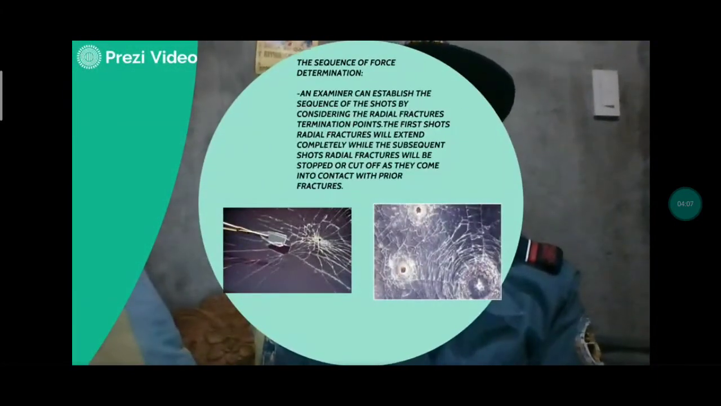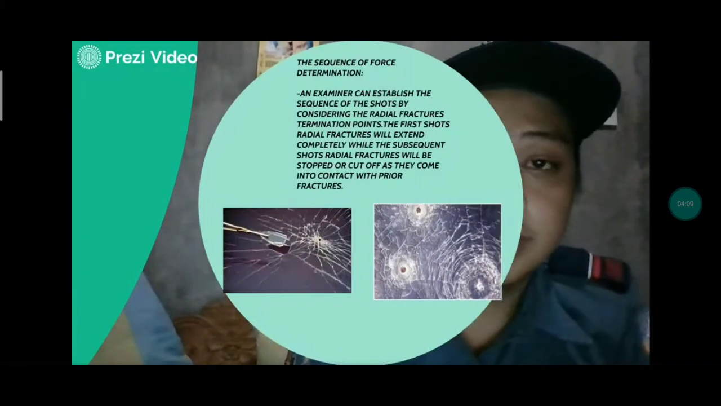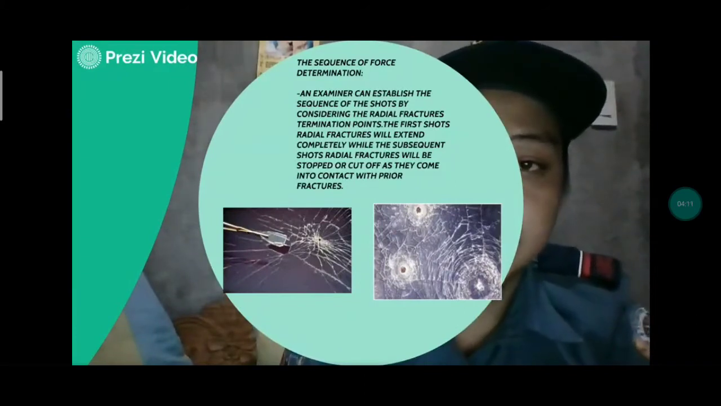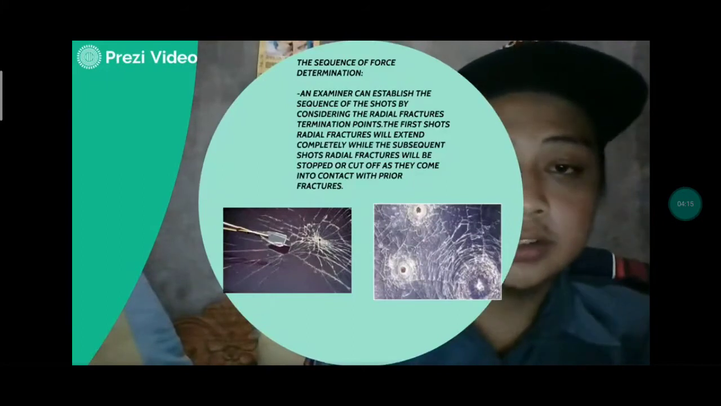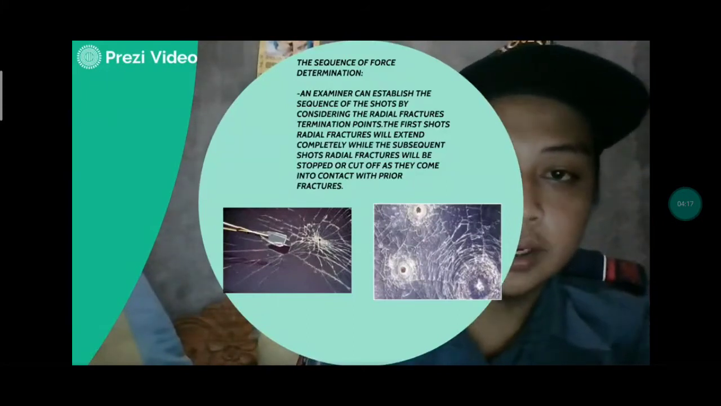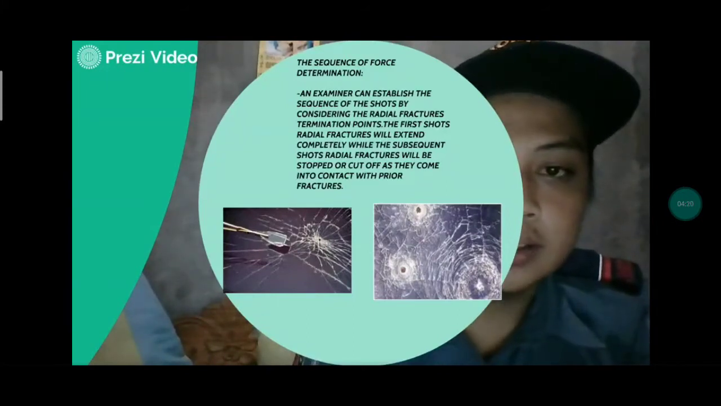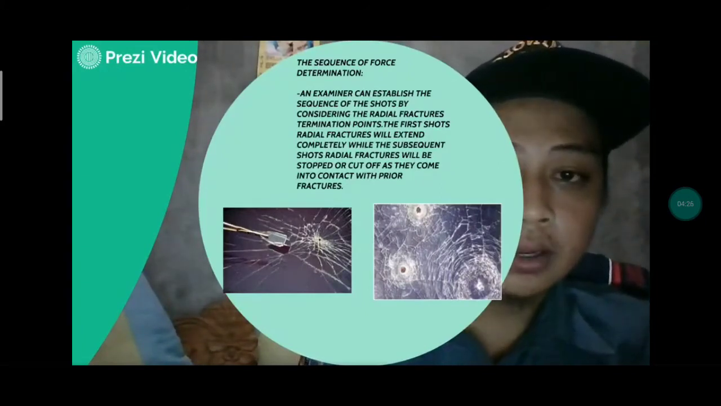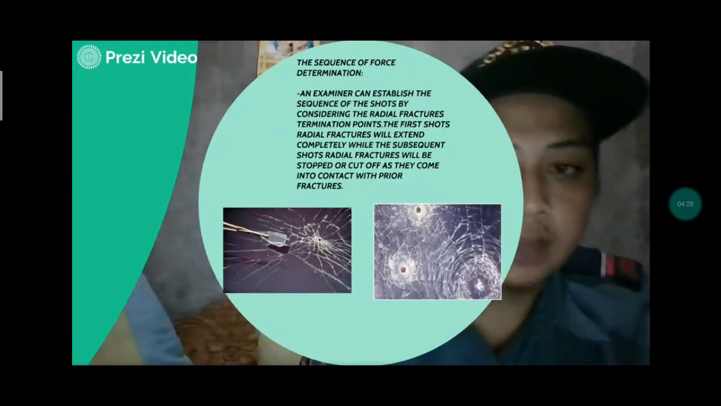Sequence of force determination. An examiner can establish the sequence of the shots by considering the radial fractures' termination points. The first shot's radial fractures will extend completely, while the subsequent shots' radial fractures will be stopped or cut off as they come into contact with prior fractures.